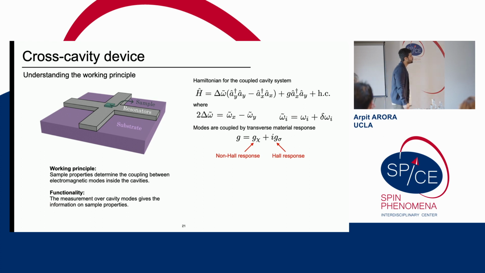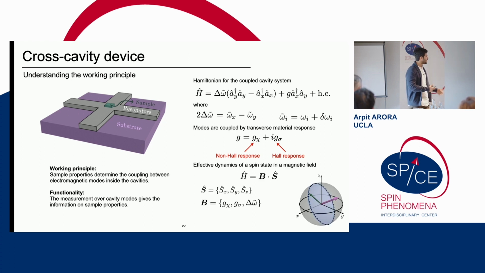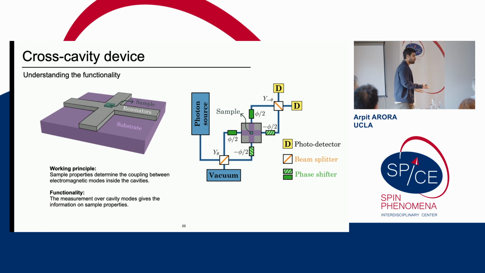So let me just explain it a little bit more. Let's say we write down the Hamiltonian for this device. The first term gives us the frequency difference between these two cavities that we have, and these frequencies are shifted a little bit by the longitudinal response of the material. And the coupling between these two cavities is governed by the transverse response of this material. Now, just like most of the problems of quantum information, we can map this problem onto an SU(2) sphere and write the Hamiltonian as an effective spin Hamiltonian inside a magnetic field. So the spin comes from the photonic state on this SU(2) sphere, and the magnetic field is actually the material response.